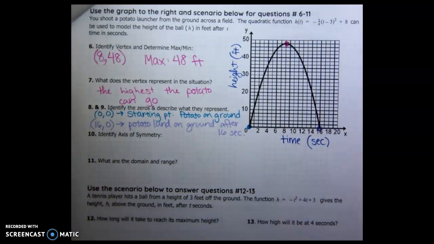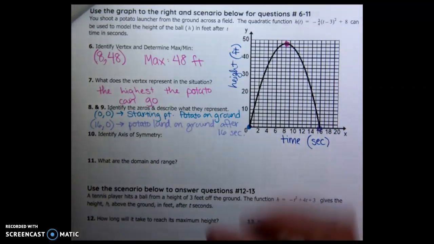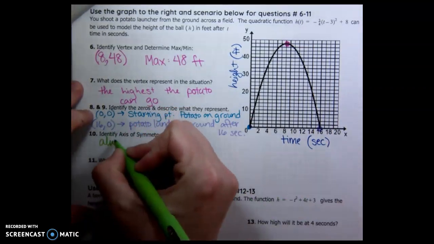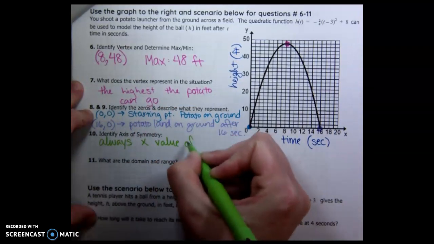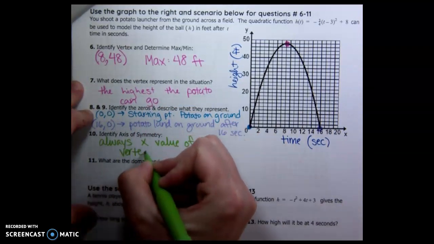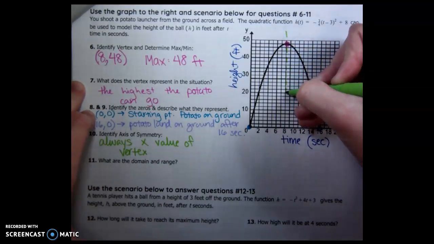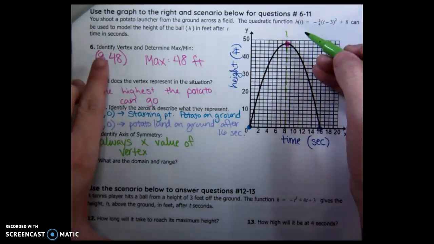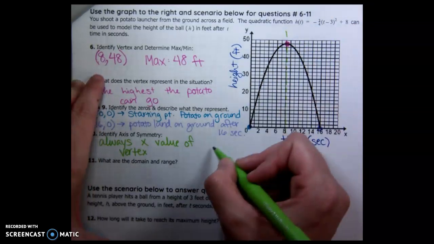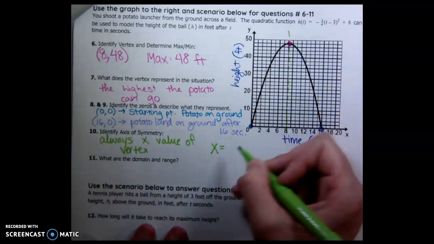Alright, the axis of symmetry. The axis of symmetry is the halfway point. It's always the x value of the vertex. So it's drawn as a dashed line, and we know our vertex is (8, 48). We said that up here on number 6. So this is x equals, because vertical lines are x, 8.